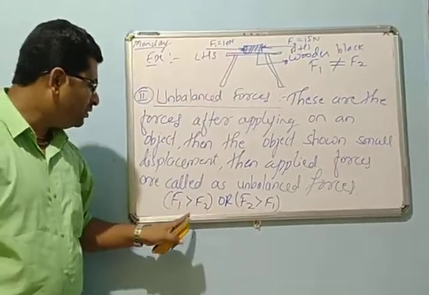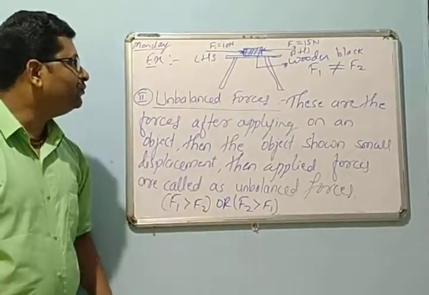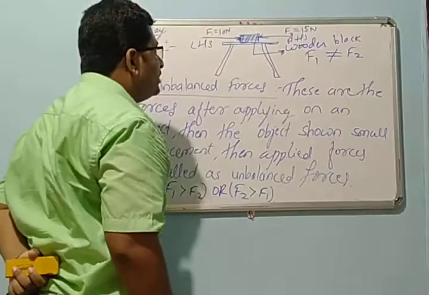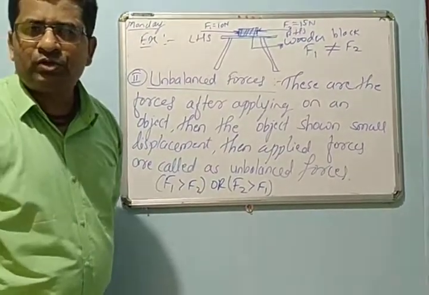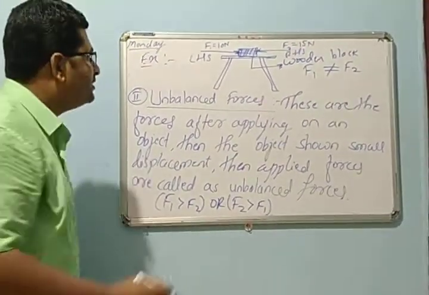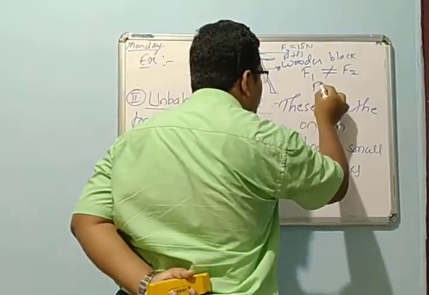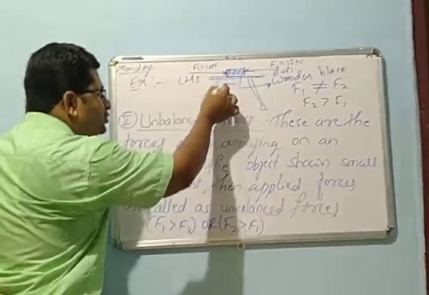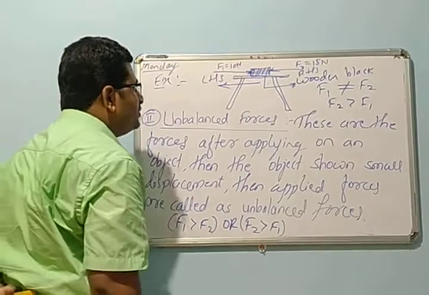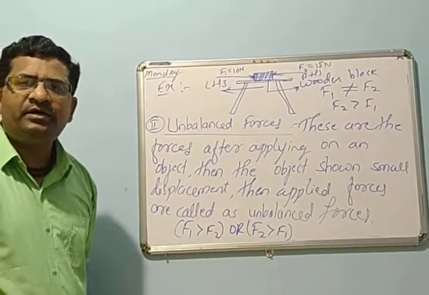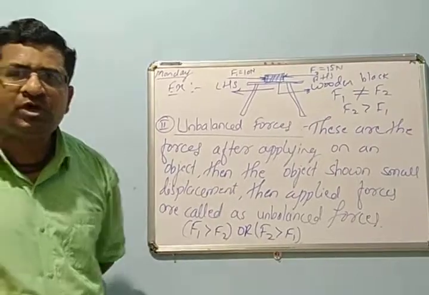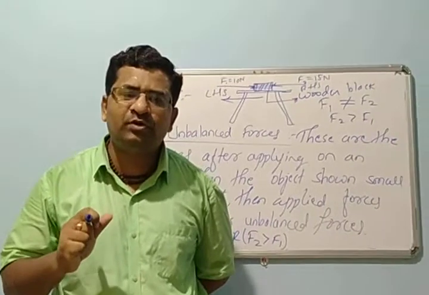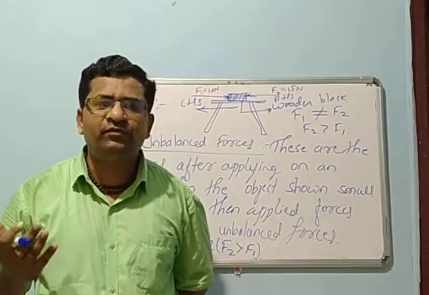So F1 is not equal to F2, and the wooden block shows the displacement towards the right hand side. Just because here F2 is greater than F1 and the wooden block shows the displacement towards the left hand side, the unbalanced forces are observed. How is it observable? The unbalanced forces are observable through the displacement of the object.